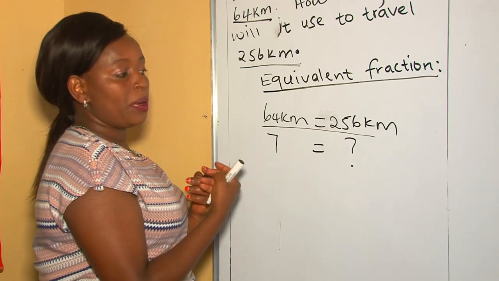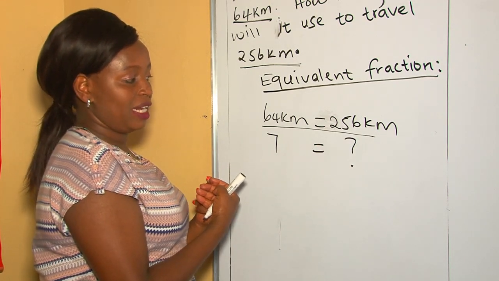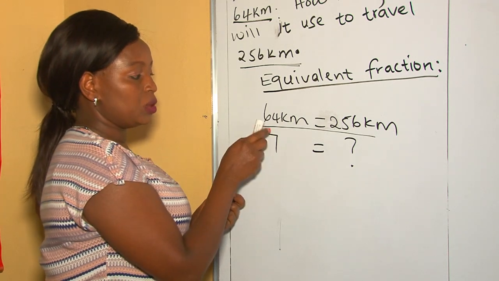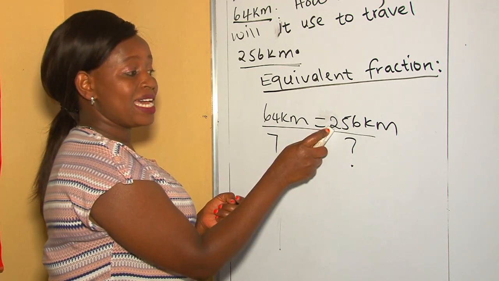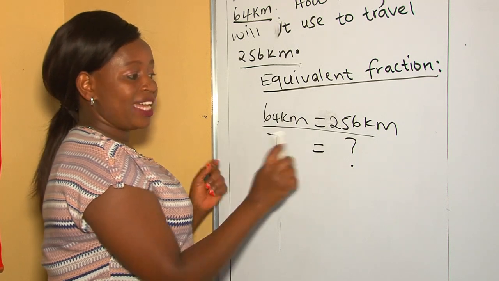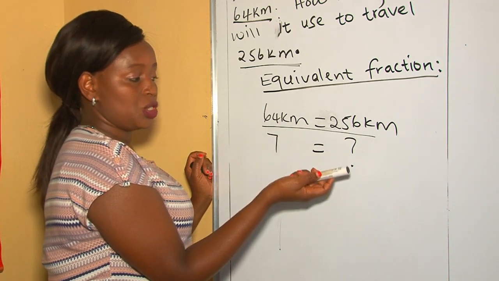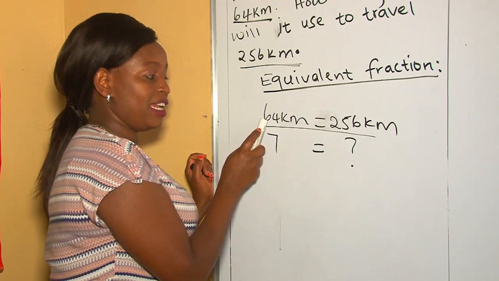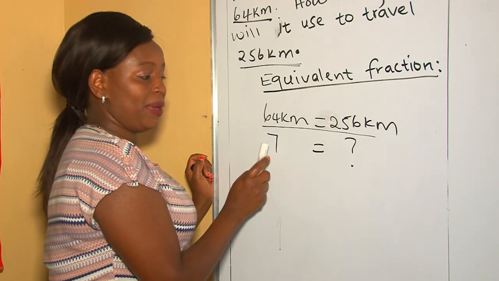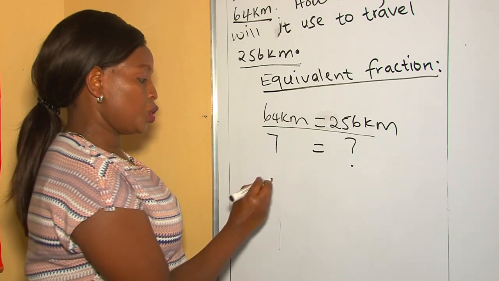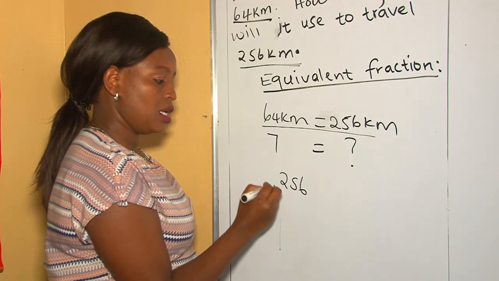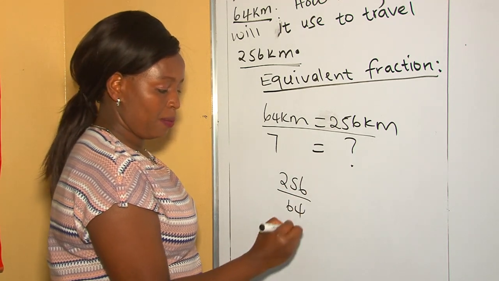is equal to a question mark. So when we have our question mark, we ask ourselves, what happened to 64 to become 256? So as we can see, the number has increased. So we can divide 256 by 64 to know what happened to that number. So 256 divided by 64.